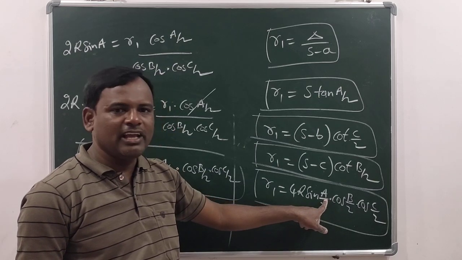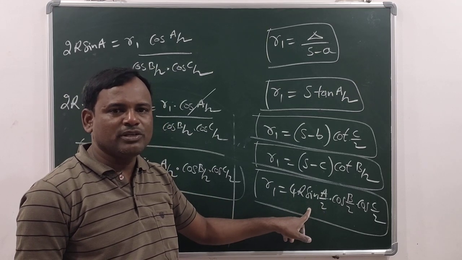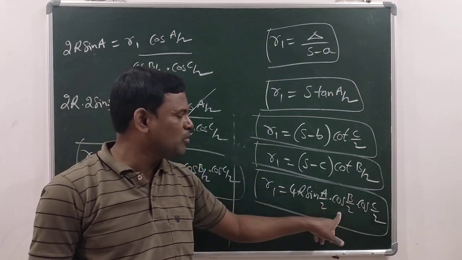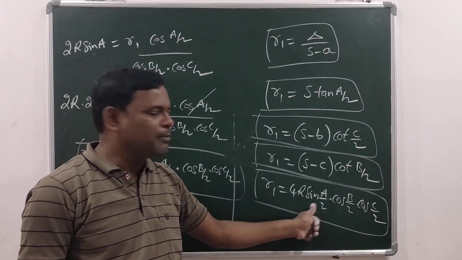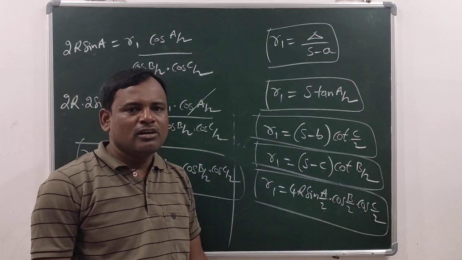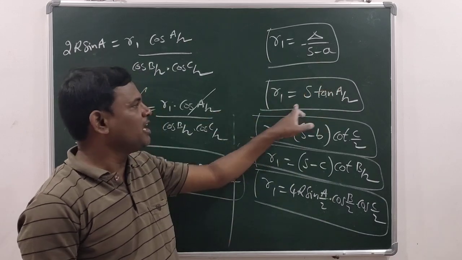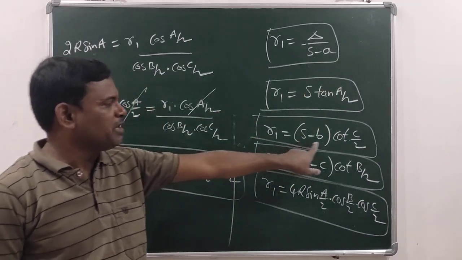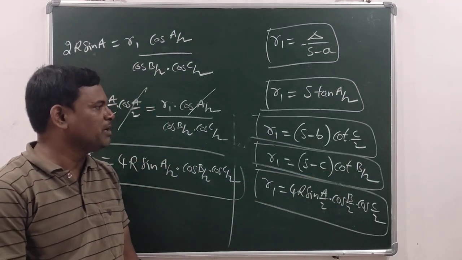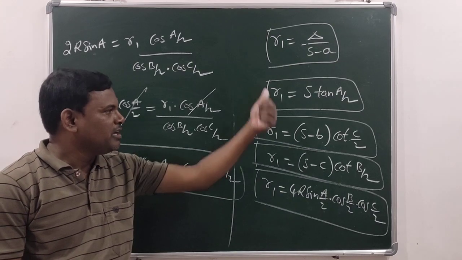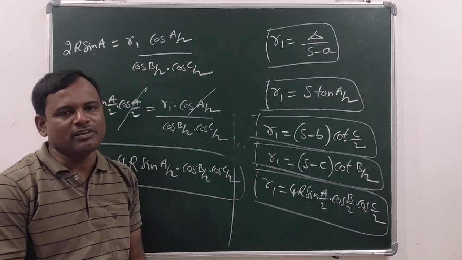Here r1 means radius of the excircle opposite to vertex A, no? So here for angle A, sine ratio of A/2 is coming, and for the remaining B/2 and C/2 cosine ratios. For r1, sin(A/2), the remaining two will be in cos. Okay, here r1 is delta by s minus a, r1 is s tan(A/2), r1 is (s minus b) cot(C/2), (s minus c) cot(B/2), r1 equal to 4R sin(A/2) cos(B/2) cos(C/2). So here we have derived 5 formulas for this r1.